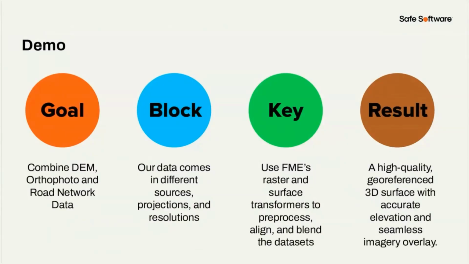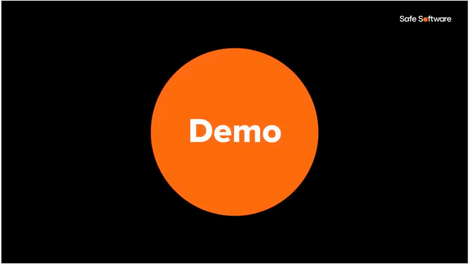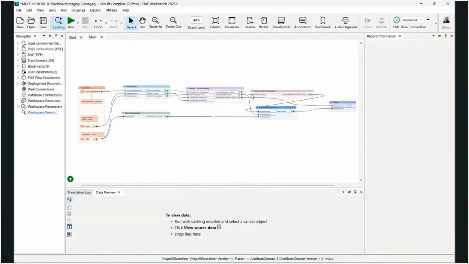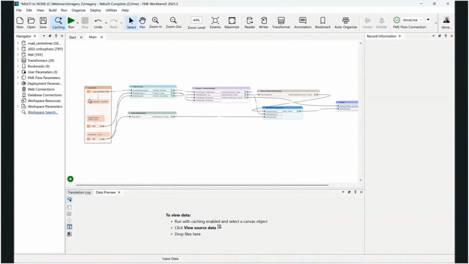Our goal is to combine DEM, orthophotos, and road network data so we can output a high-quality georeferenced 3D surface for accurate elevation and seamless imagery overlay. Okay, let's jump right into this demo. So let's take a look at this FME workspace, which rebuilds and enhances imagery data for the Surrey region.